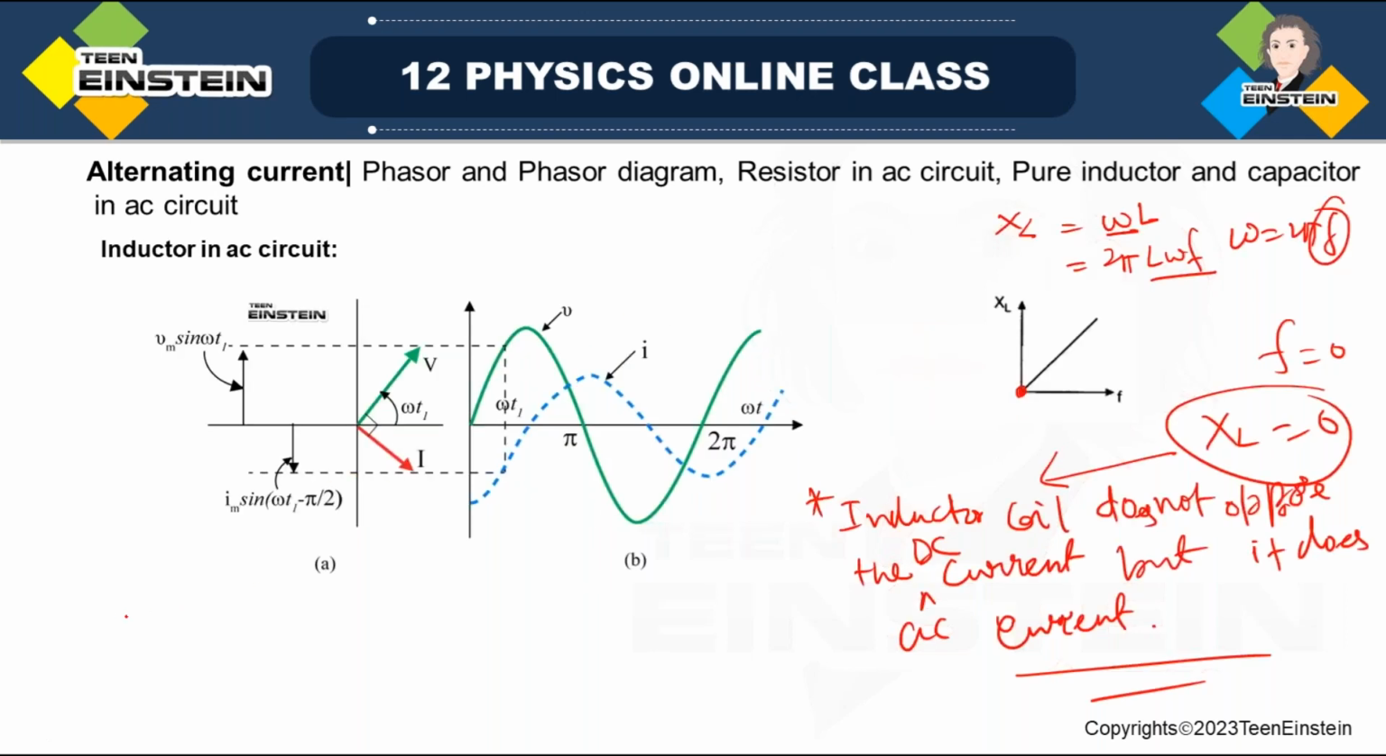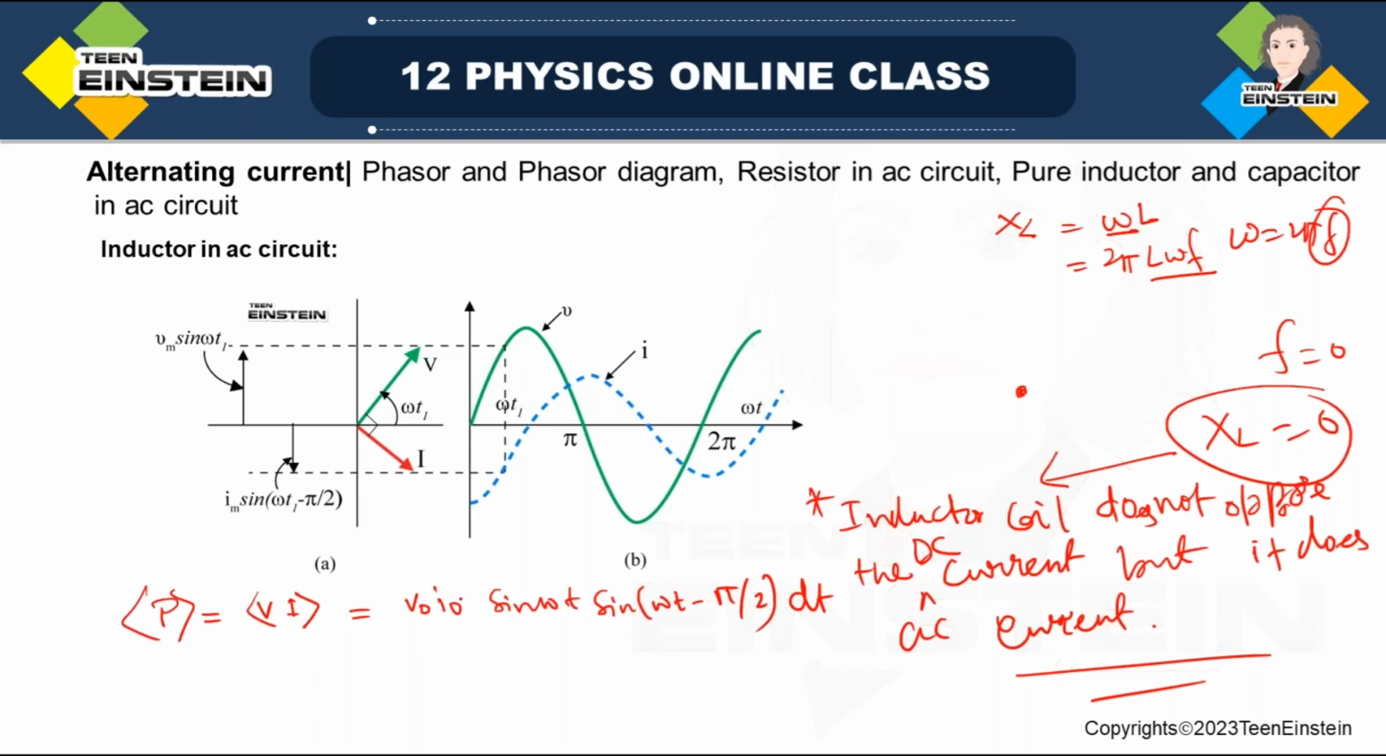See here, we have power. If we want to find the average power, we take the average of VI, right? So here we will get V0 I0 sin omega t times sin omega t minus pi by 2. If we integrate this with dt from 0 to T, a full cycle, with 1 over T, then we will actually get 0 over here.